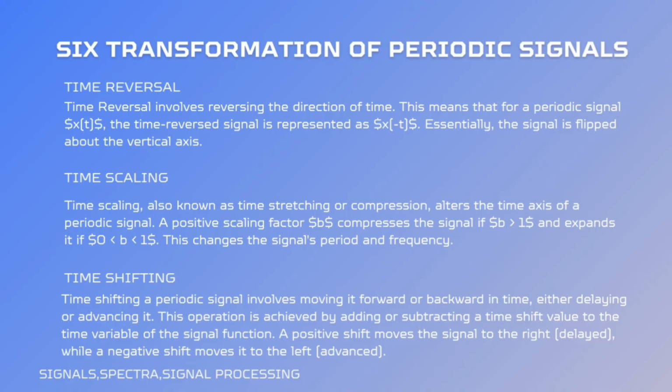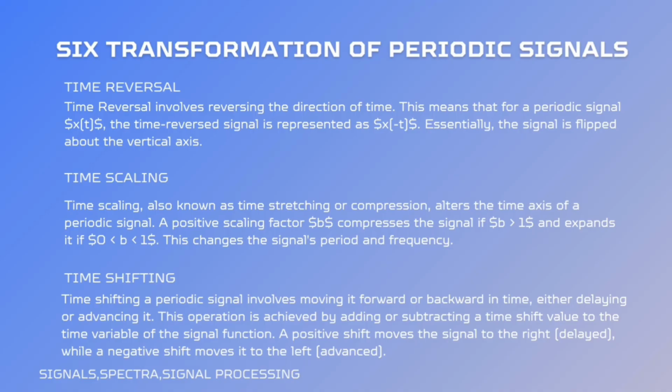Time scaling, also known as time stretching or compression, alters the time axis of a periodic signal. A positive scaling factor b compresses the signal if b is greater than 1 and expands it if 0 is less than b is less than 1. This changes the signal's period and frequency.